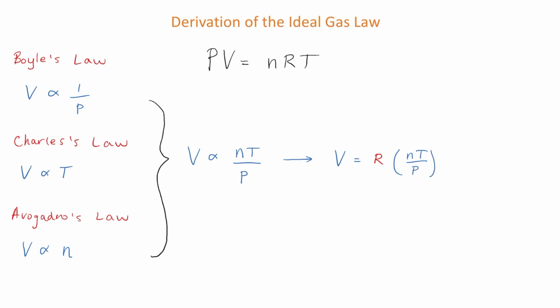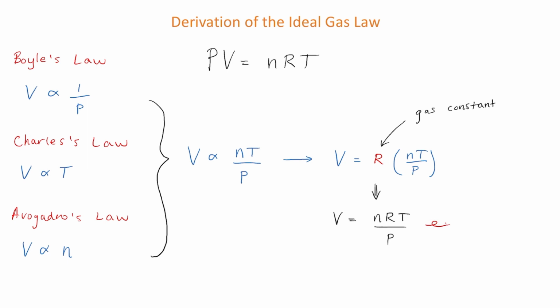Well, we add a proportionality constant, and this proportionality constant is given the symbol R and is called the gas constant. And because we've added this proportionality constant, we now have an equation that describes the relationship between volume, the amount of moles, the temperature, and the pressure of a gas.